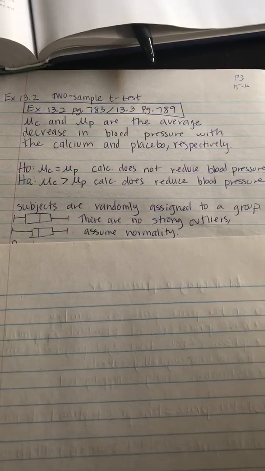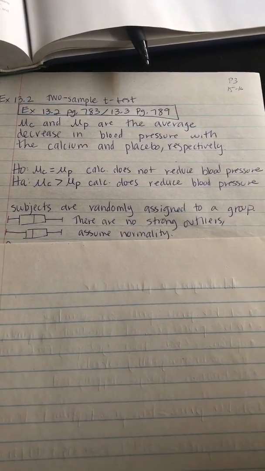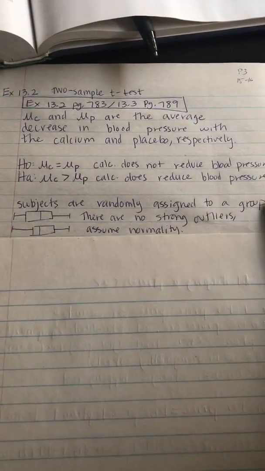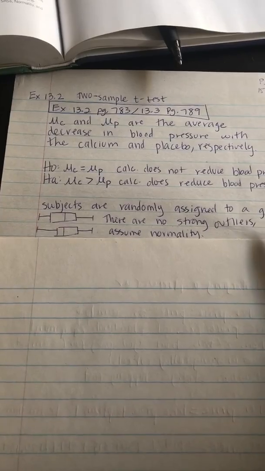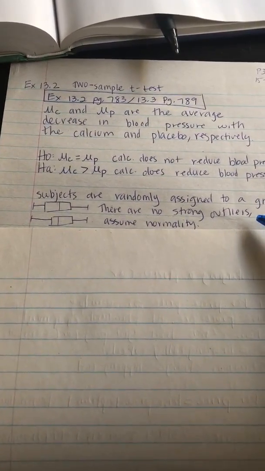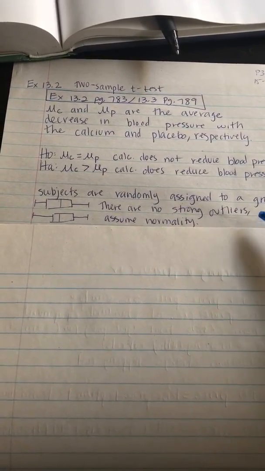So for random, because it's a study, you can't choose random people to give them a pill. So the people that volunteered, you randomly put them in the placebo group or the calcium group. So the subjects are randomly assigned. Because we have very small sample sizes, do a graph. So you can enter your data in L1 and L2.